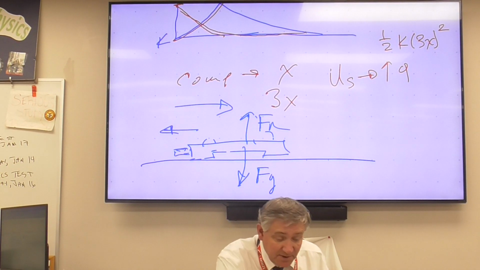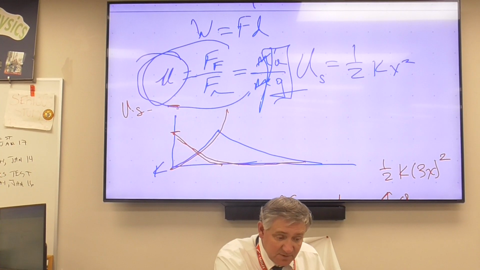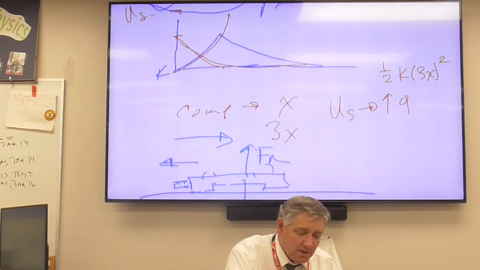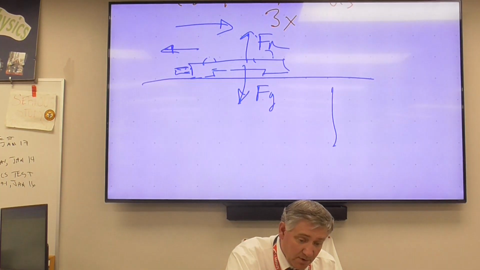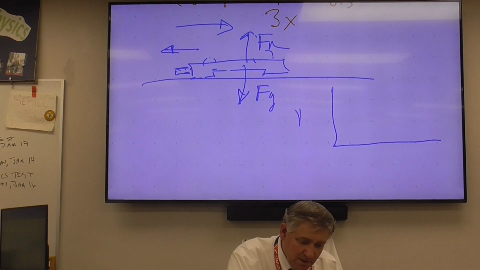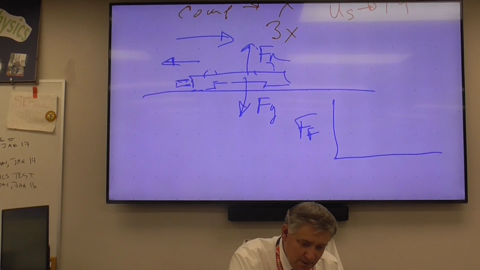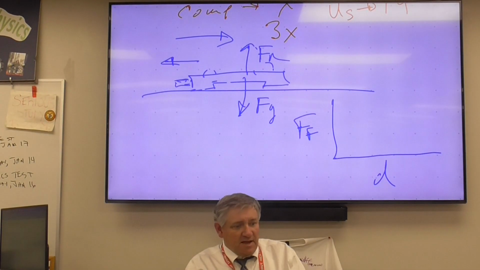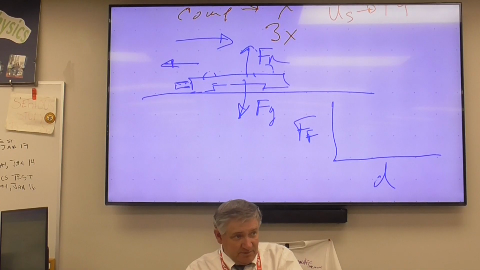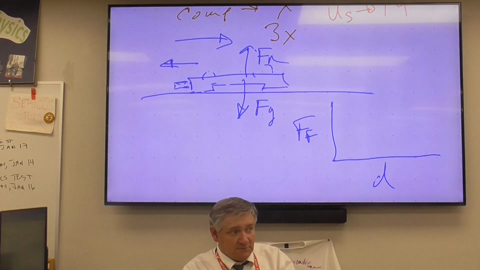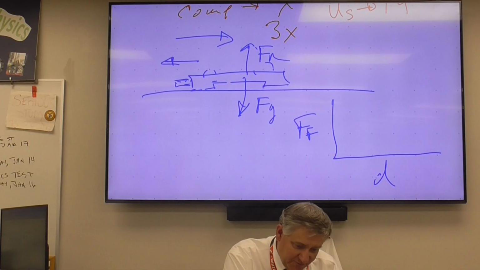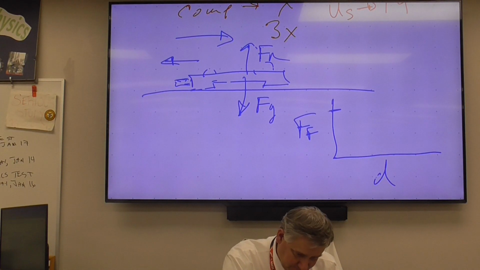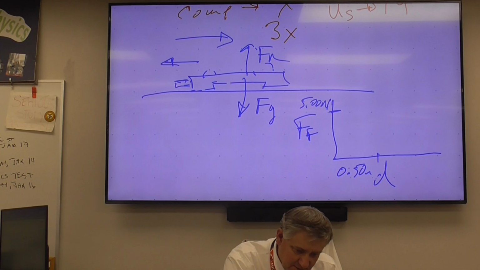Because if you look at how mu is calculated, that's force friction over normal. So could I draw, if I wanted to, a force friction graph and then distance? And that distance would represent the distance that it would roll. Okay? So, let's say that you know the force friction is, I don't know, 5 newtons, and you know that it rolls a half a meter before it stops.